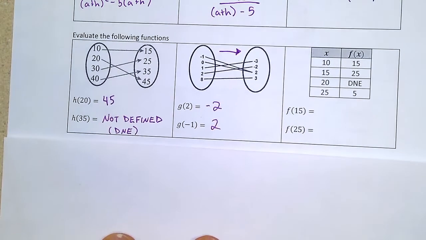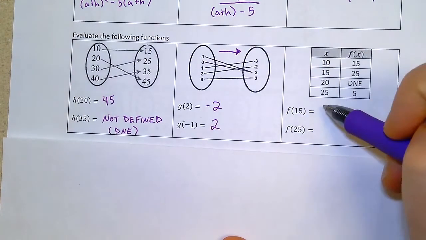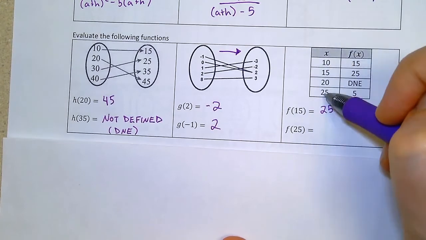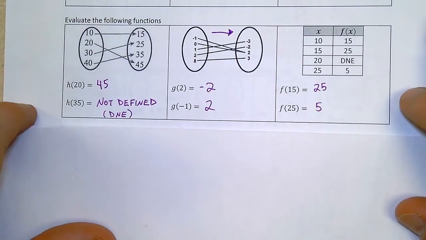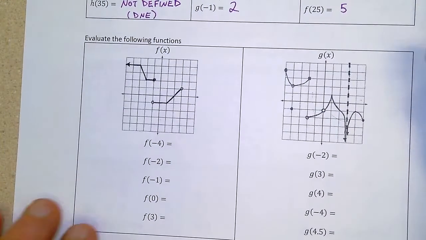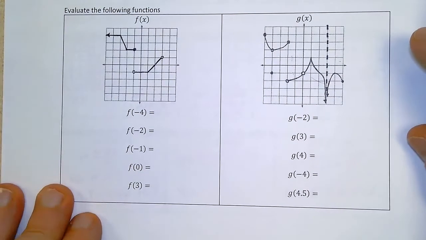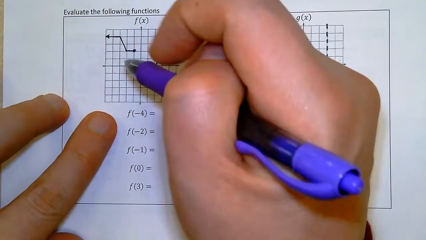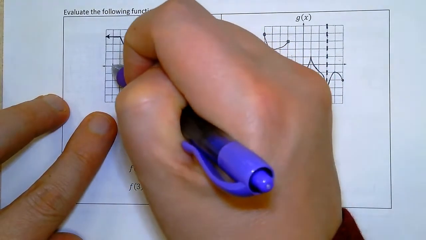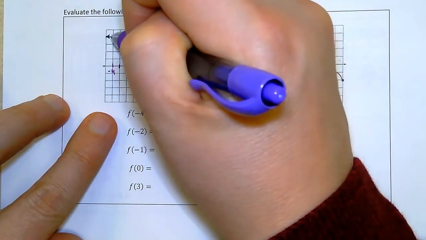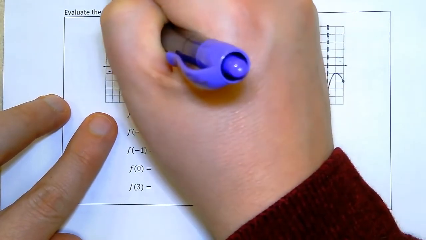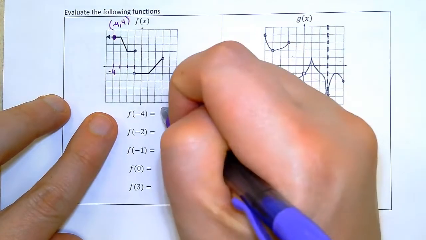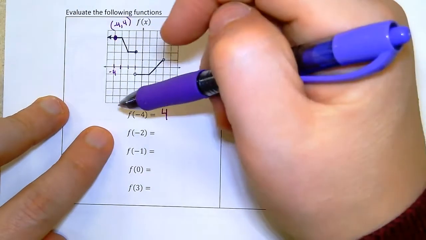Evaluating a function from a table, f of 15 produces an output of 25, and f of 25 produces an output of 5. Easy enough. And then evaluating from a graph. f of -4 means go to where x is -4 and find where the function exists. The function exists at -4, 4. So f of -4 is 4. That's that location right there.